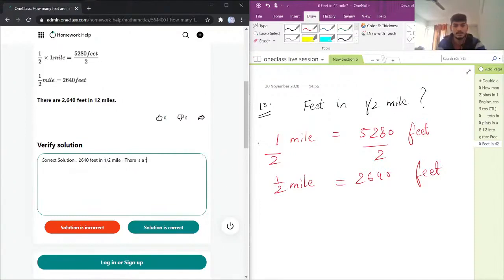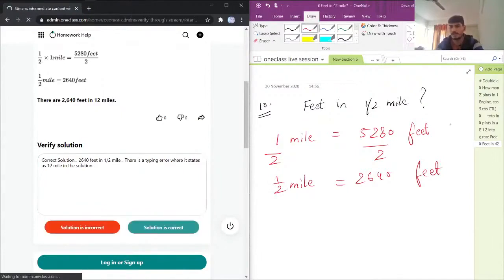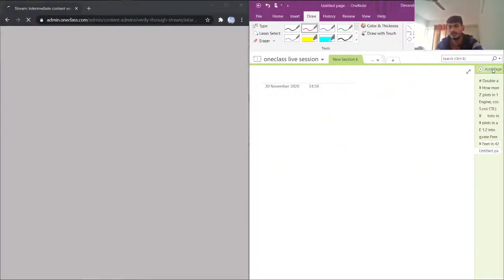There is a typing error where it states as 12 mile in the solution, but the solution is correct. No, that is sufficient. Solution is correct. I think we have one more.